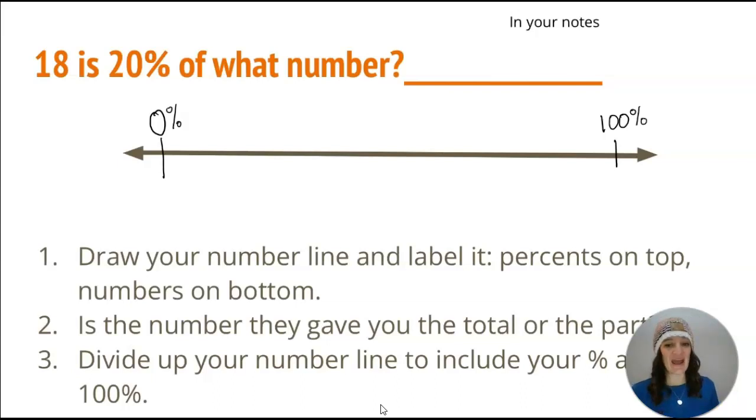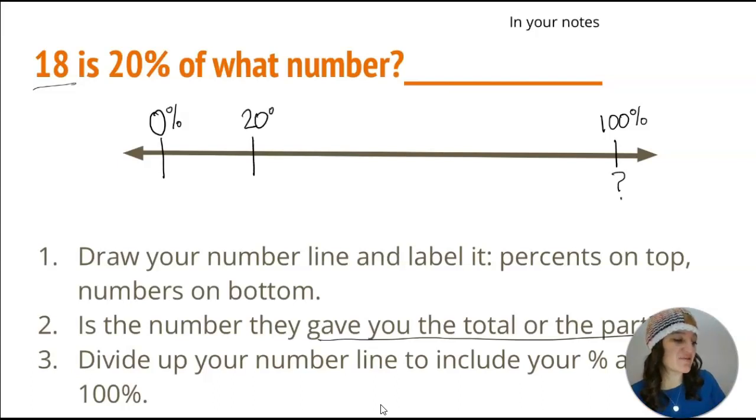Now, the second thing you're going to do is ask whether the number they gave you is the total or the part. So is this 18 right here the whole or is it the part? Well, it says that it is 20% of a number that we're trying to look for. So we're trying to look for a number, and it says 18 is only 20% of that, and 20% is about right there. Wouldn't you agree? So 18 is 20%.